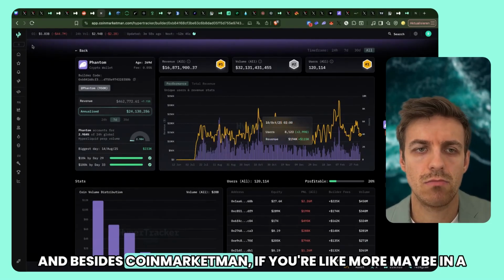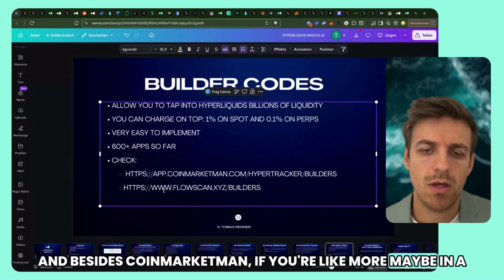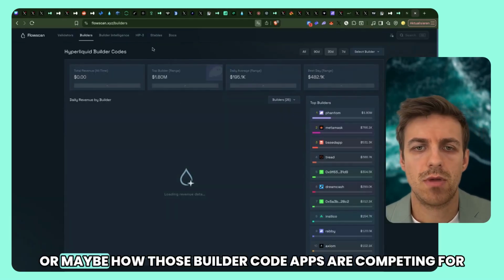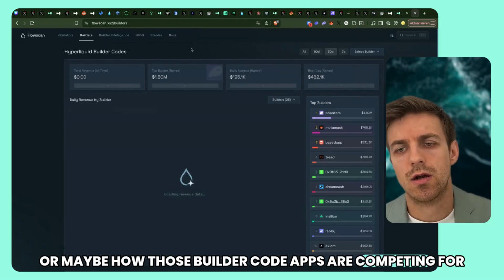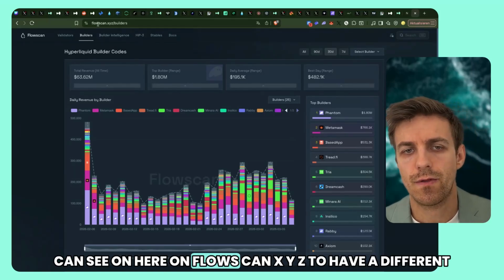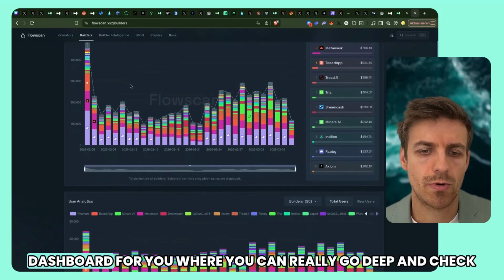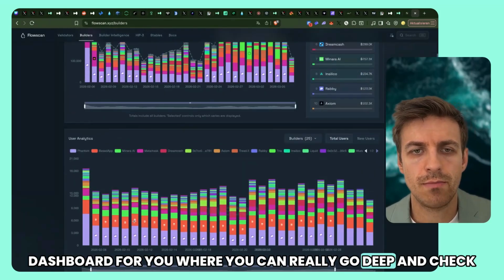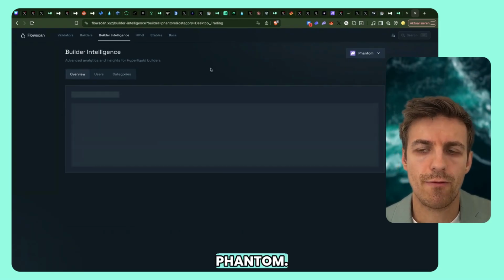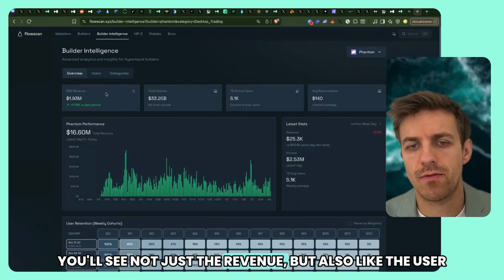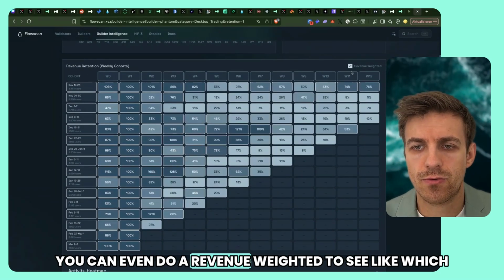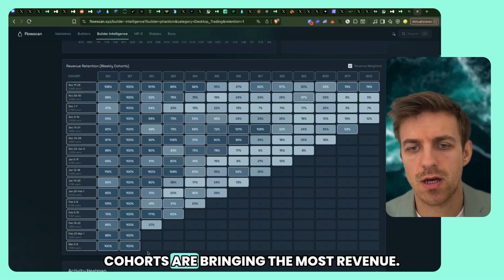And besides CoinMarketMan, if you're maybe in a BD role for one of those builder code apps, or you want to check out how those builder code apps are competing for users or which users are sticking, you can see on Flowscan XYZ they have a different dashboard where you can really go deep and check the builder intelligence and see, for example, on Phantom, not just the revenue, but also the user retention in weekly cohorts. You can even do it revenue weighted to see which cohorts are bringing the most revenue.